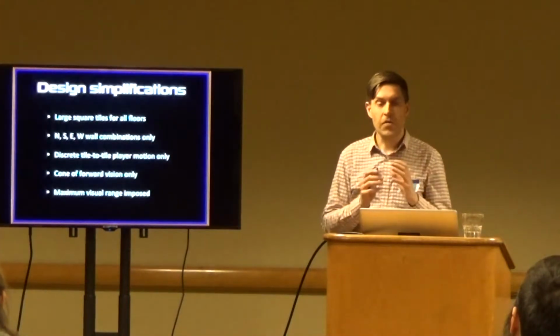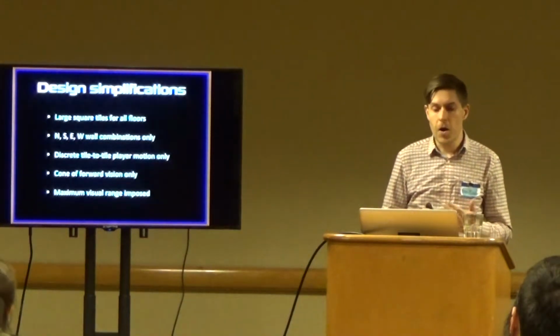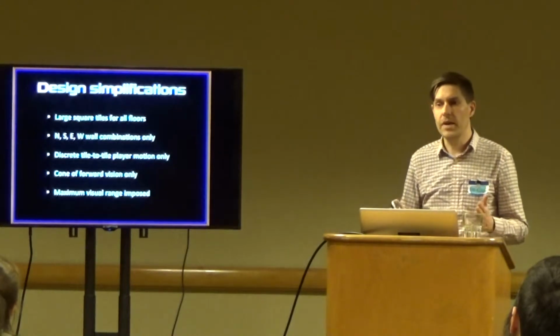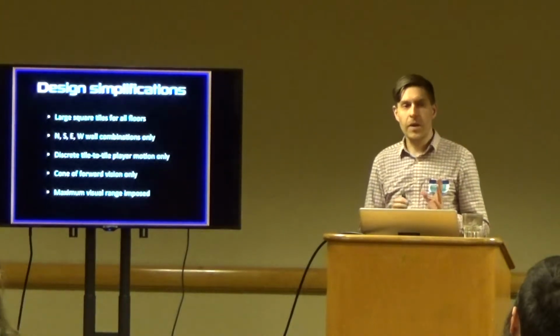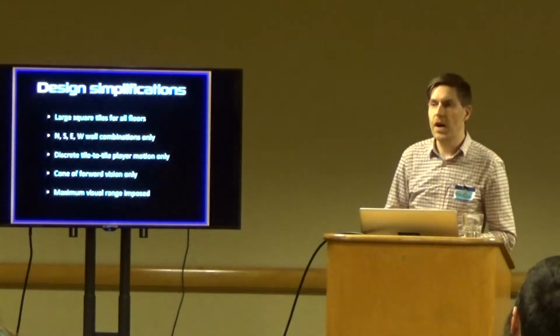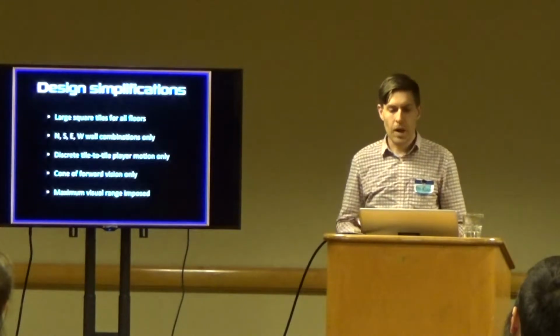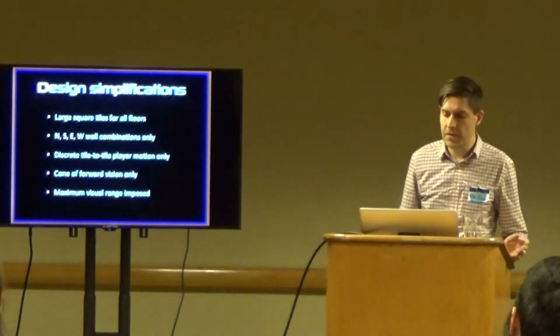So I'm trying to maximize the size of my tiles on my grid. I'm only allowing for walls to be on the north, south, east, and west sides of the tiles. So everything's rectangular. I'm only allowing the player to move discretely from tile to tile right now. And I have this cone of forward vision, and there's some sort of maximum range bigger than the size of any room. Okay, so what can that do for me?